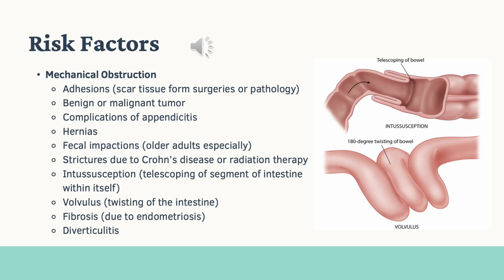Also, fibrosis, which can be caused by conditions like endometriosis or even diverticulitis in older adults, can also block the intestinal lumen. So while all of these risk factors may vary by age and individual health status, recognizing them is very important for prevention, for diagnosis, and for treatment.